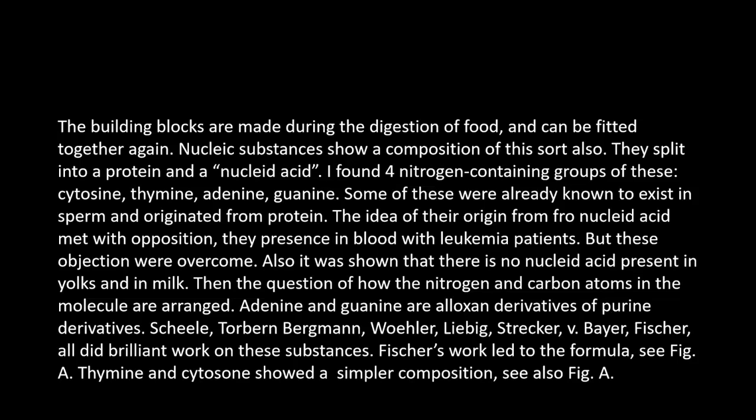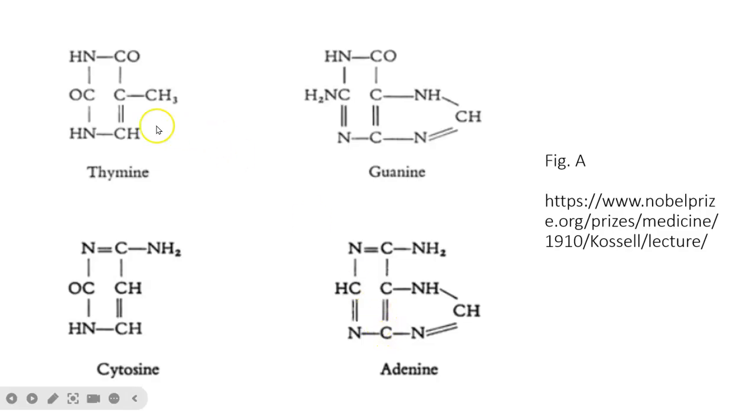Adenine and guanine are purine derivatives, alloxan derivatives. Scheele, Wöhler, Liebig, Strecker, von Baeyer, and Fischer all did brilliant work on these substances. Fischer's work led to the formulae. See figure A. Thymine and cytosine show a similar variation. Also see figure A. Here it is.